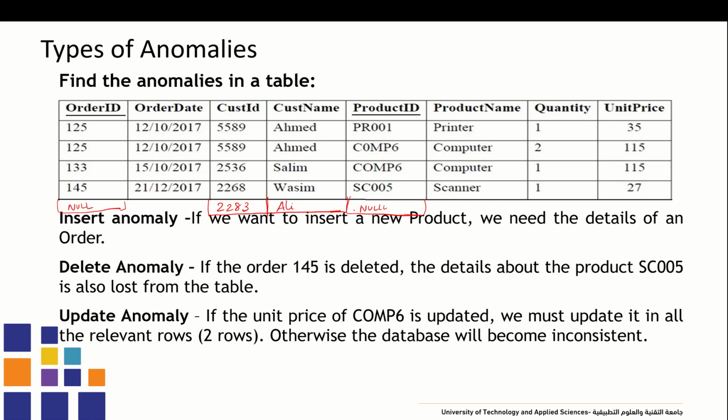So you will not be able to add a new customer into the table until he places at least one order. Or suppose a new product comes into your company. Suppose for example the new product is a laptop, LP001. The number of laptops is 10 and the unit price is 100 riyals. I want to add a new product into my table. Can I add a new product into my table? No, you cannot add a new product until you have at least one order placed on that product, because order ID cannot be null, because order ID is primary key. So this is called insert anomaly.